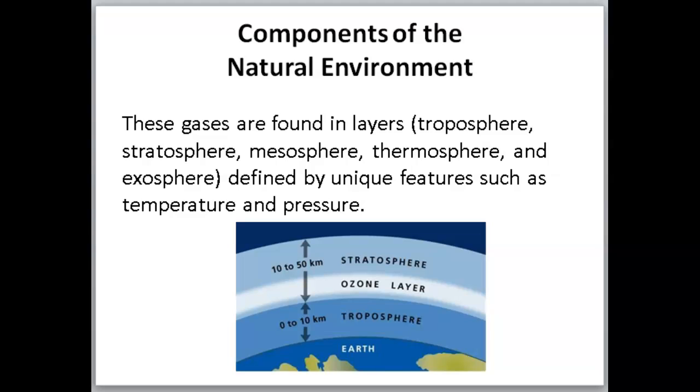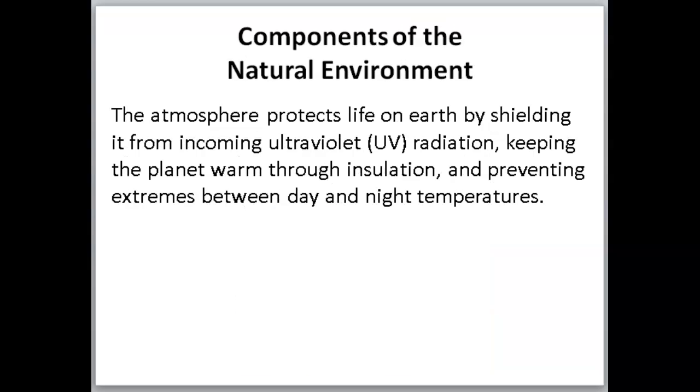As can be seen by the diagram, the troposphere exists from the Earth to about 10 kilometers upward, and above this layer we have the ozone layer contained within the stratosphere, which is about 10 to 50 kilometers above the troposphere. Now, the atmosphere protects life on Earth by shielding it from incoming ultraviolet or UV radiation, keeping the planet warm through insulation and preventing extremes between day and night temperatures.